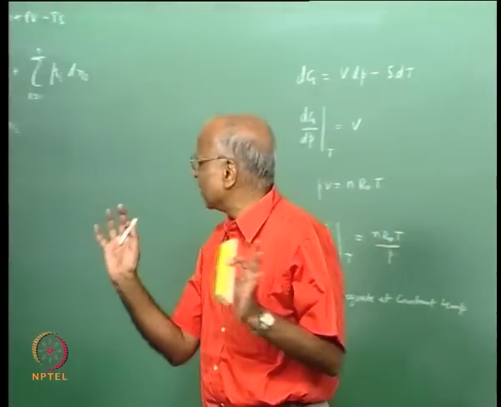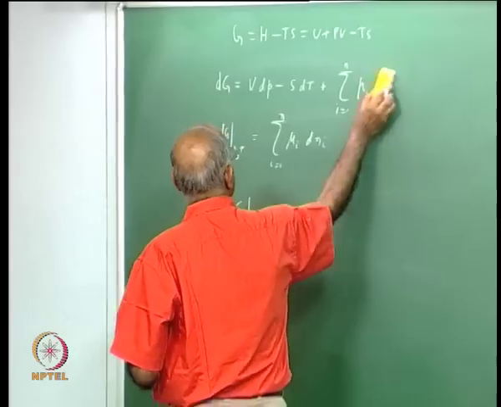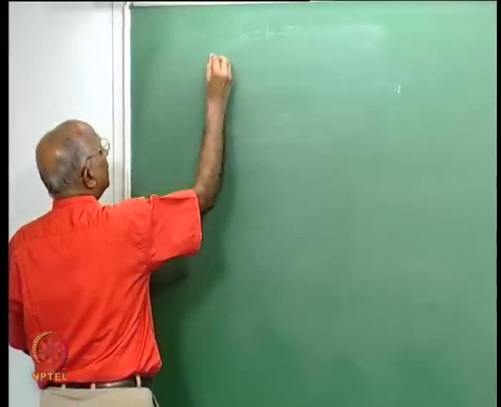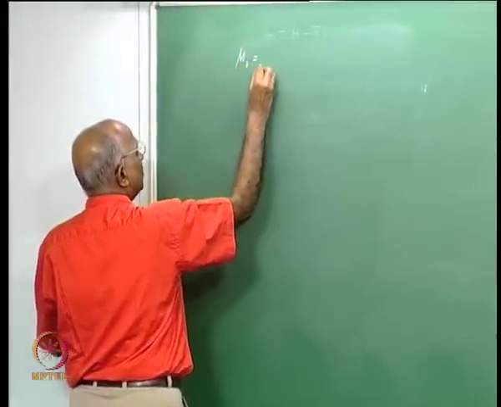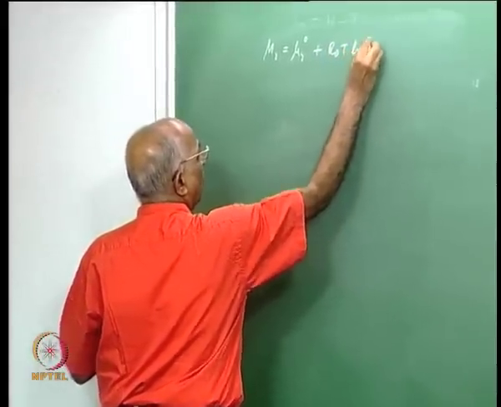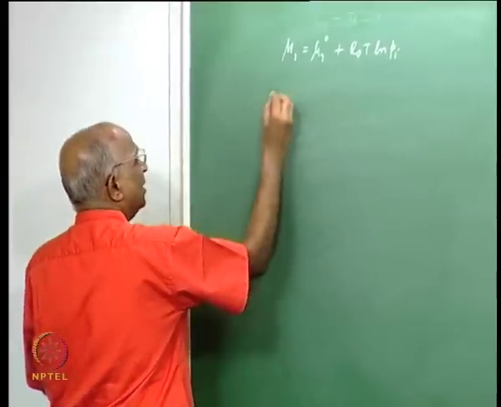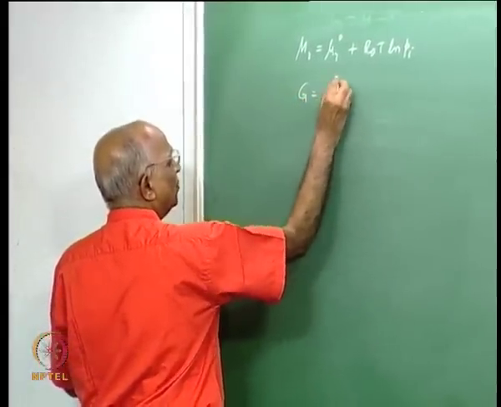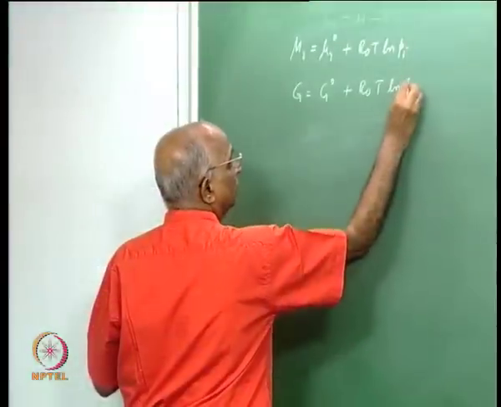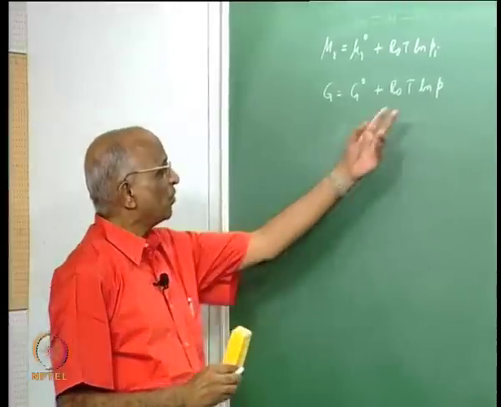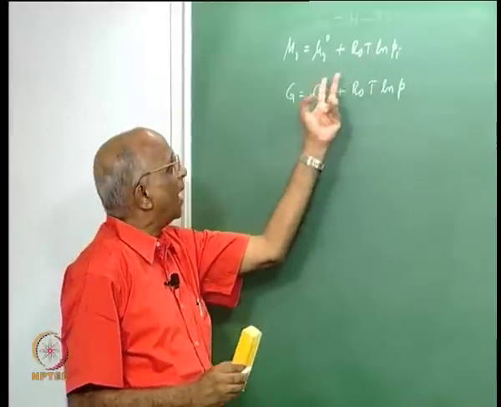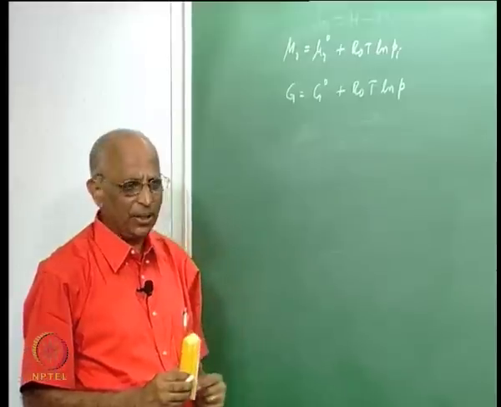Let us put down whatever we have done so far, such that we can draw on these things a little later. We have written that mu i is equal to mu i at standard plus R naught T into ln of Pi. Just in the same way, G is equal to G naught plus R naught T into ln P. Well, this is for a single constituent. Here I have extended to multiple constituents, and for the ith constituent I am writing it.